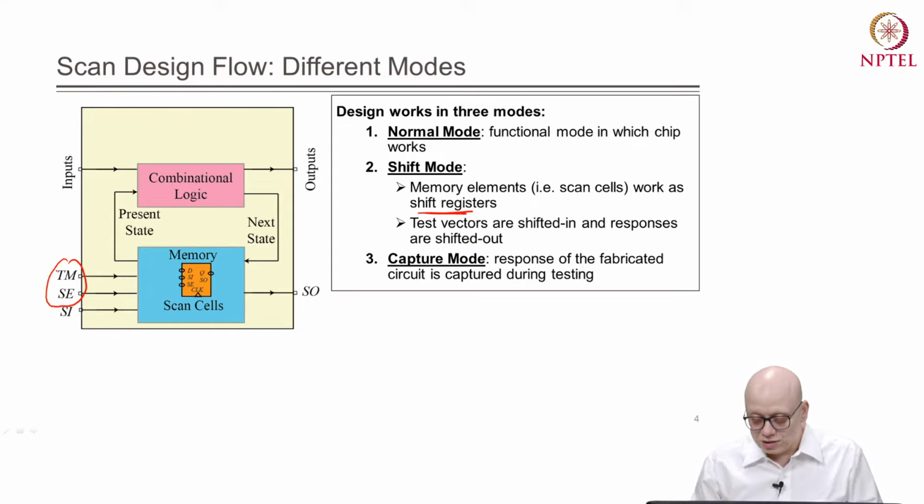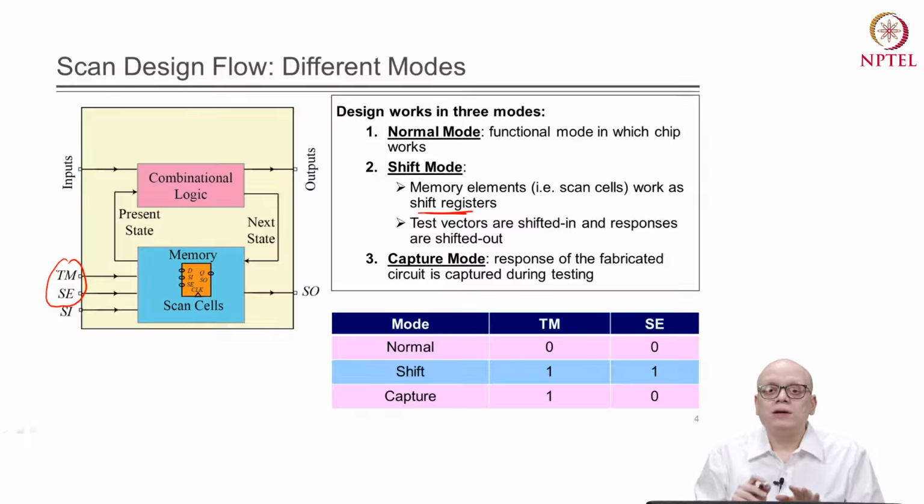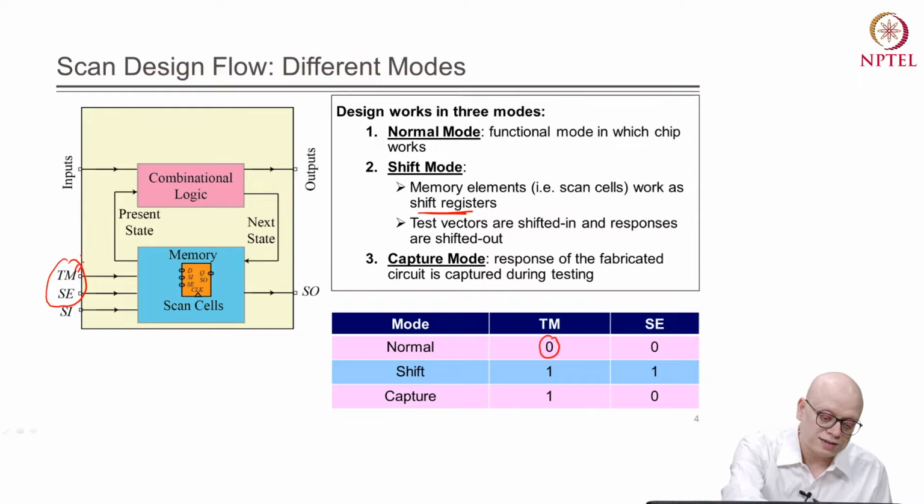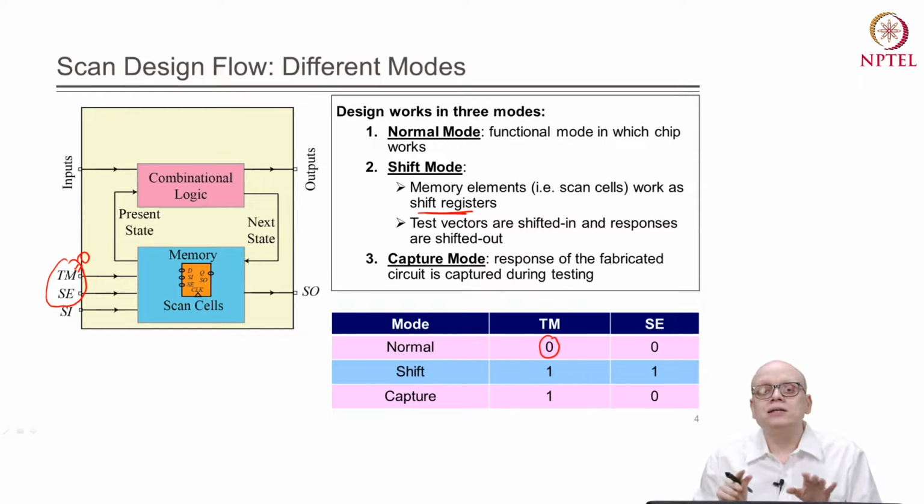Now, what are these values? If the circuit is operating in normal mode, that is, the chip is out of the testing environment and is working in our system, in the field, whenever the chip is delivering the normal function, we make test mode 0, right. We make the test mode port 0, so it implies that our circuit is not being tested, it is delivering the normal functionality.